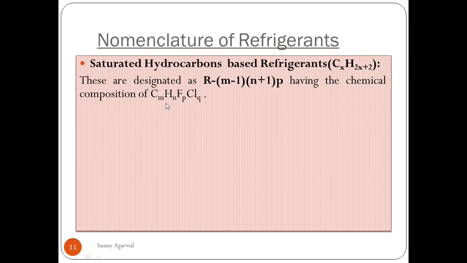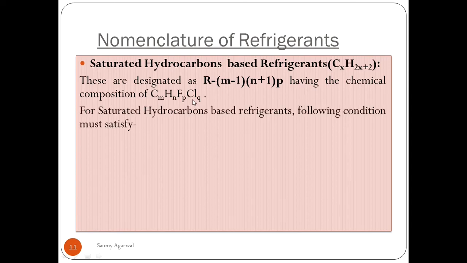These kinds of refrigerants are designated as R (m-1)(n+1)p, which have the chemical composition CmHnFpClq, where m is the number of carbon atoms, n is the number of hydrogen atoms, p is the number of fluorine atoms, and q is the number of chlorine atoms. For this kind of saturated hydrocarbon based refrigerant, the following condition must always be satisfied: n + p + q = 2m + 2. This designation and condition is used for both saturated hydrocarbons and saturated halocarbons, or halogenated carbons.